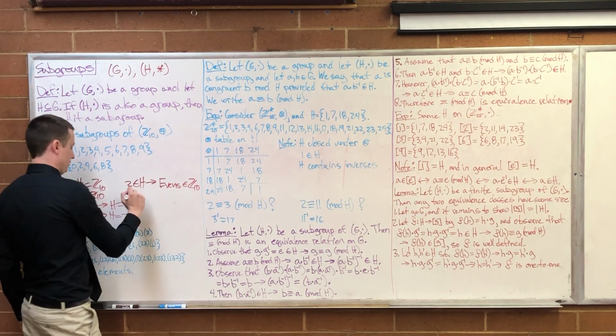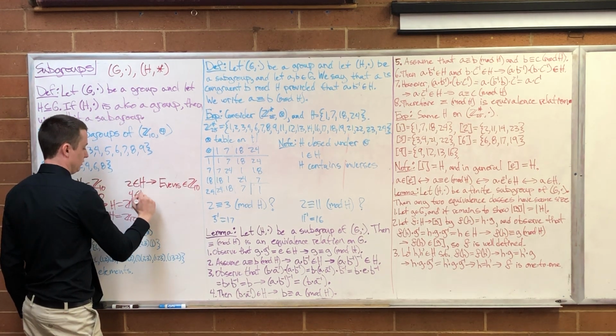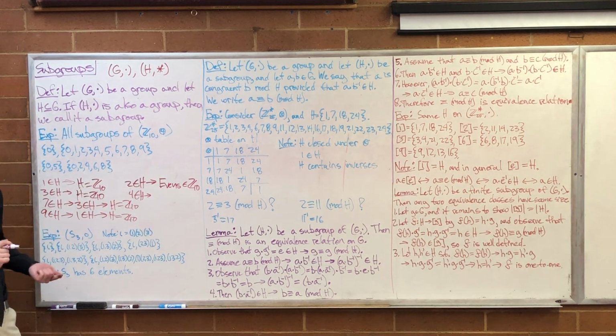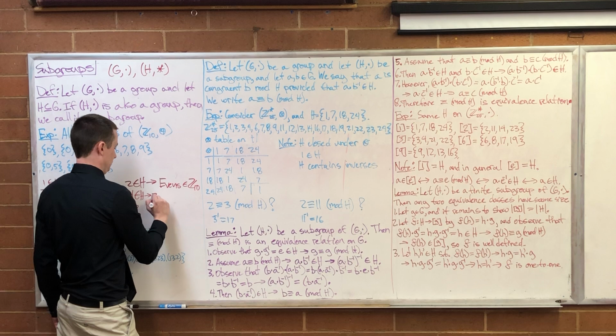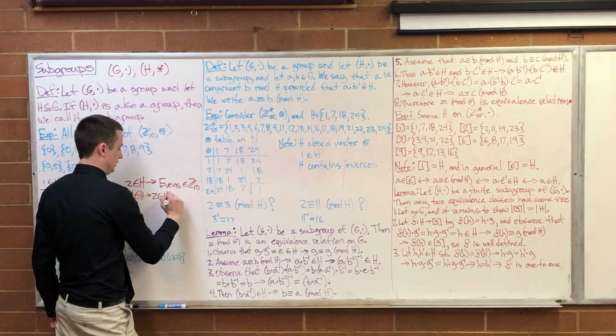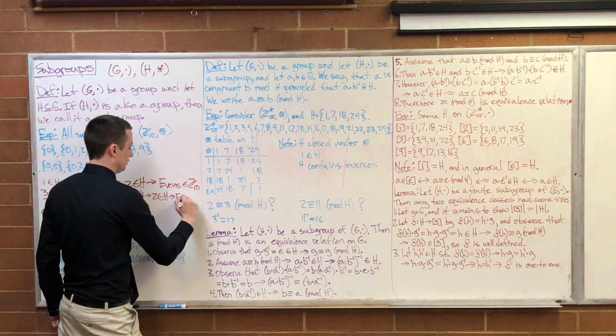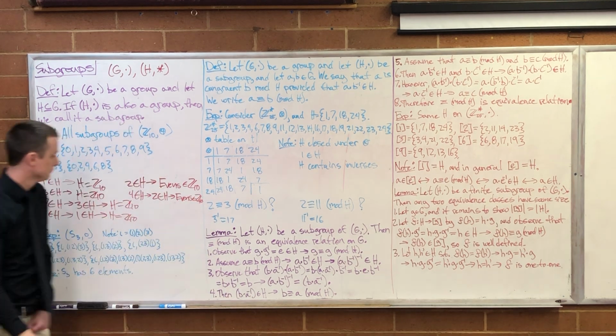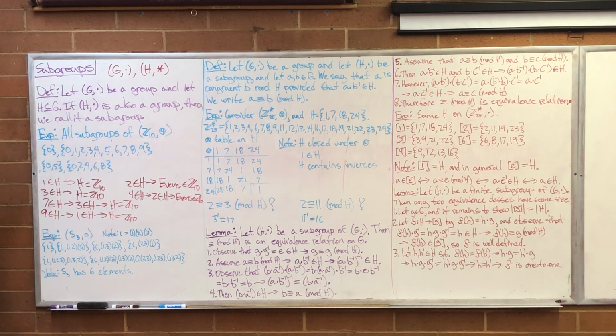If 4's in there, what does that give us? 4 plus 4 plus 4 is in there, which is 2, which gives us all the evens. Same thing with 6, same thing with 8. And then 0 gives us no new information.